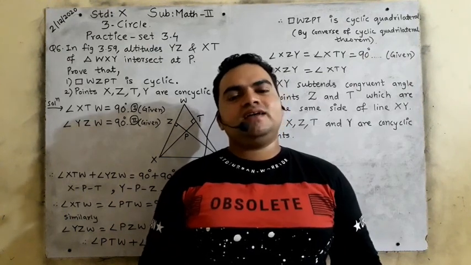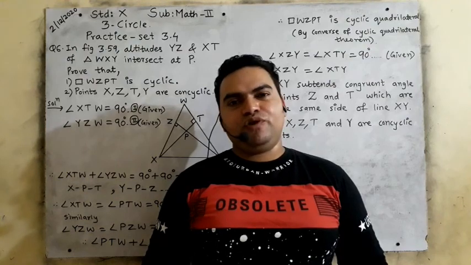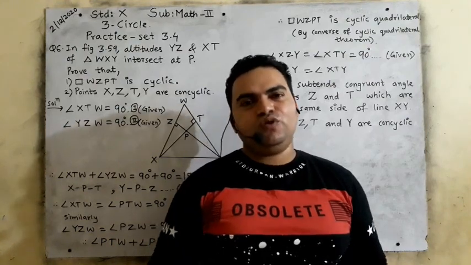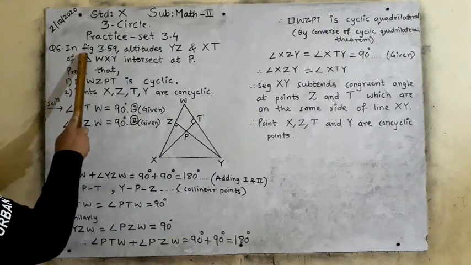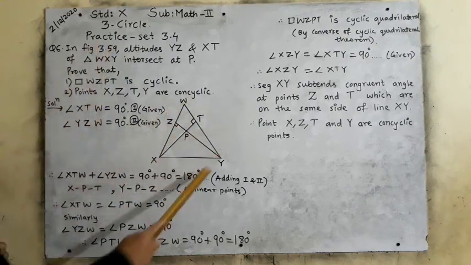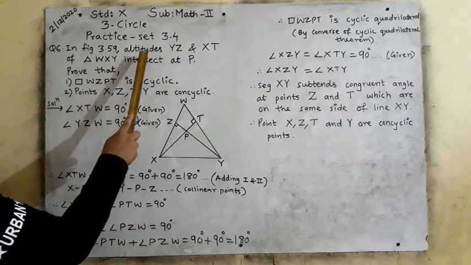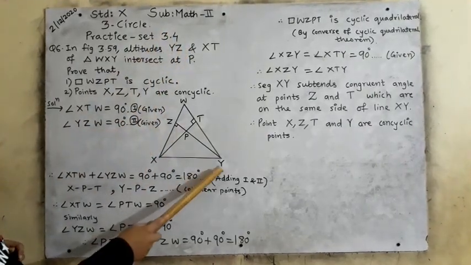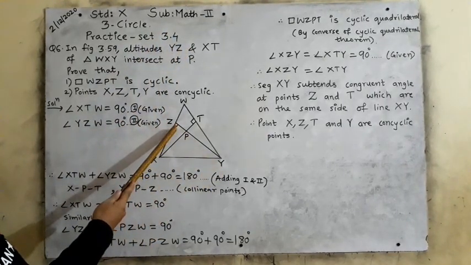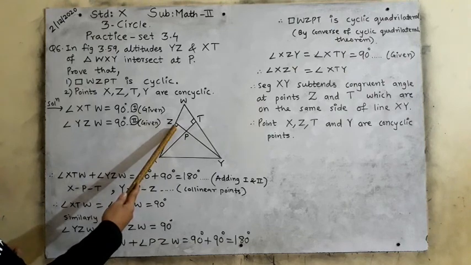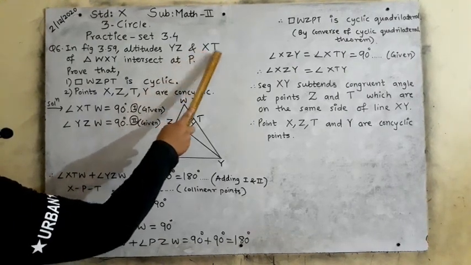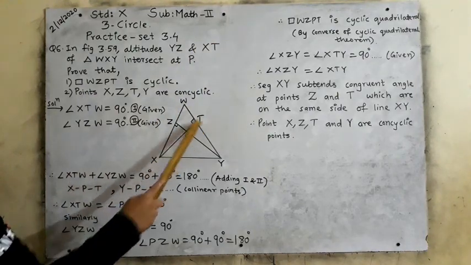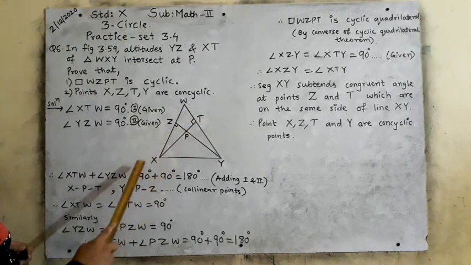In circle we will see today practice set 3.4 question number 6. Please look at the board. See question number 6 in figure 3.59. This is the figure 3.59, altitudes YZ. It is an altitude. Can you see this symbol of altitude? It is a perpendicular, 90 degree. Yes. And altitude XT, can you see XT? It is an altitude, it is a perpendicular.